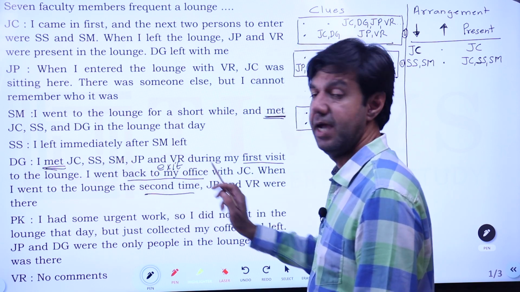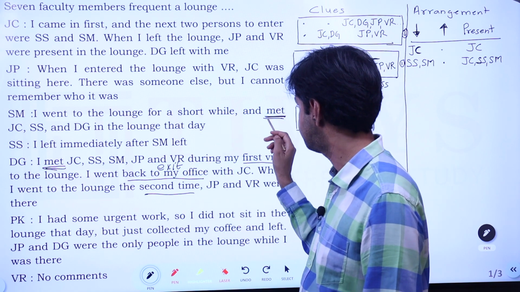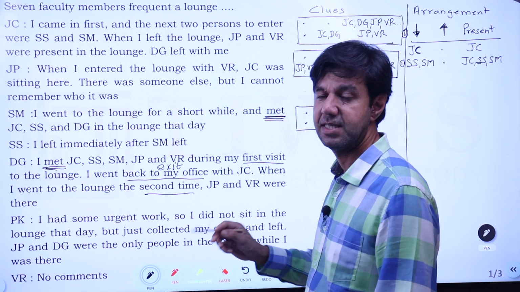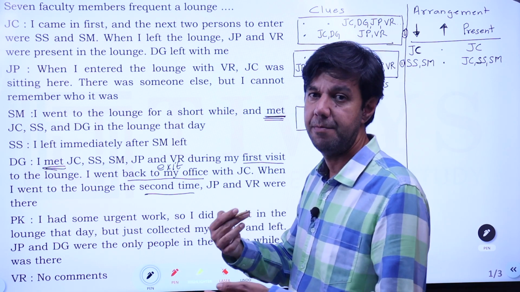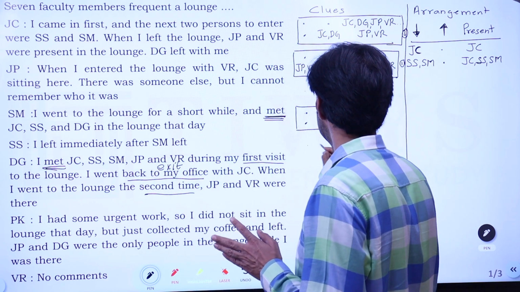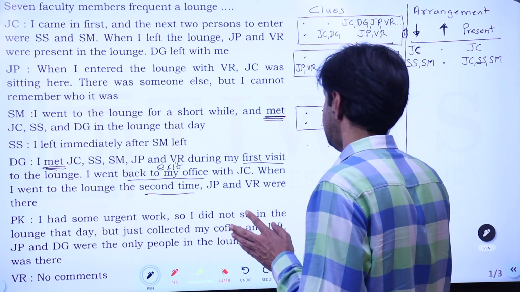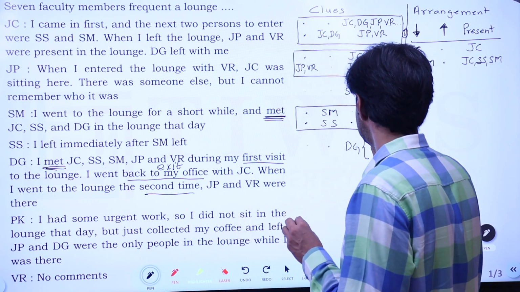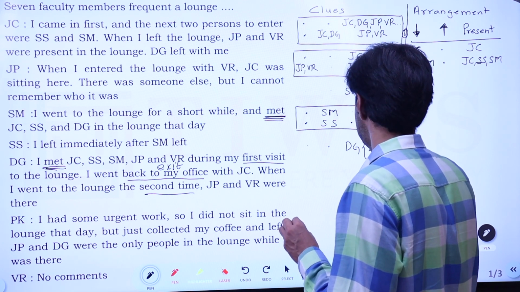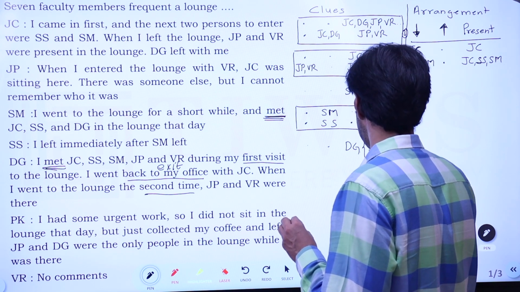First it is met. It doesn't mean that these guys are present, as I've already explained here. When DG entered, it doesn't mean these guys are there. Some of them might come in later. Some of them might be from previous, but a meeting should happen. So again, this is about DG. While DG is in the lounge, he should have been in the lounge along with JC, SS, SM, JP, lots of people, with JP and with VR.